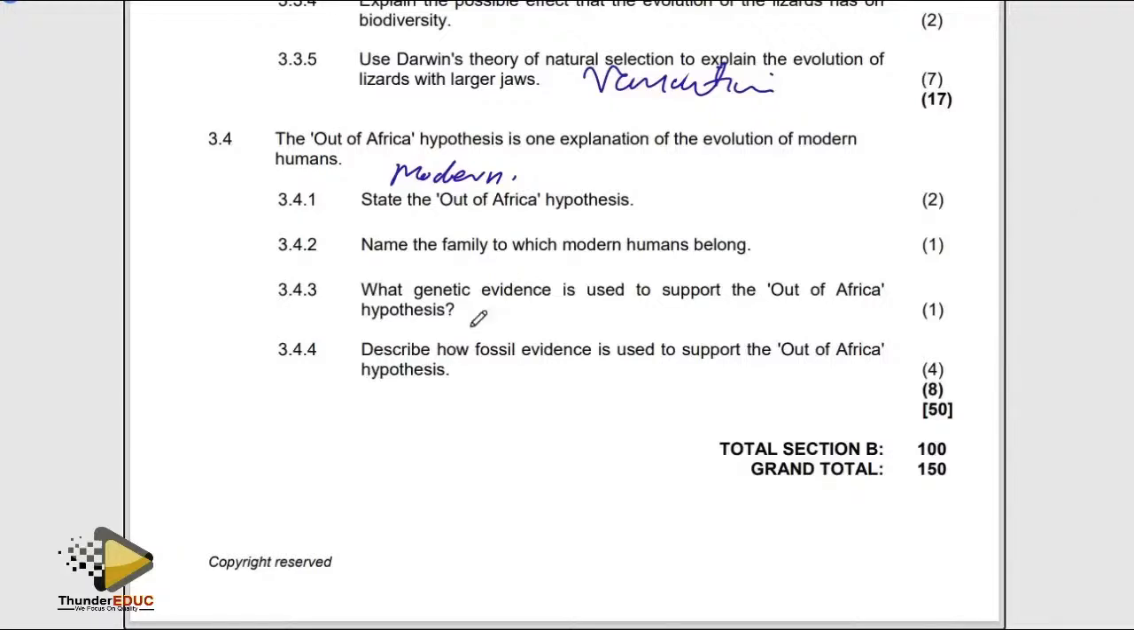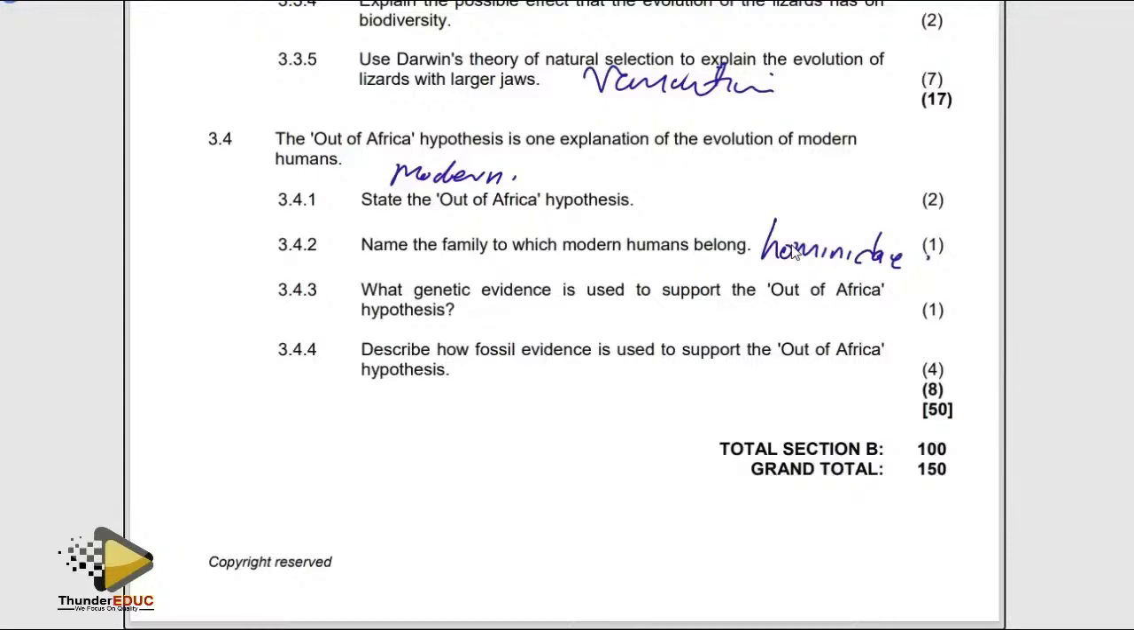All right. They're saying, name the family to which modern humans belong. They belong to a family called Hominidae. Hominidae. So they belong to a family called Hominidae. Yes, that's the family to which it belongs.